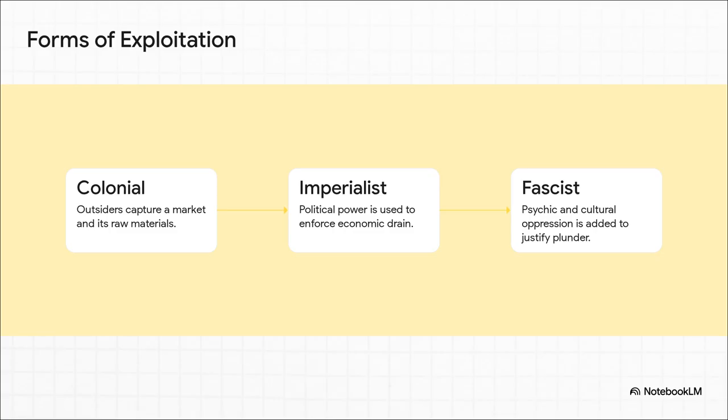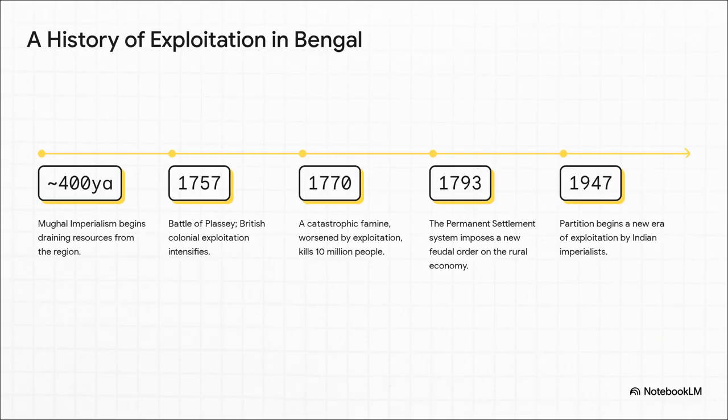And to see how this devastating cycle plays out in the real world, we've got to look at the history of Bengal. And this slide, wow, it shows the relentless multi-generational cycle of this stuff. This wasn't just a single event. It started about 400 years ago with Mughal imperialism draining the region's resources. Then, bam, after the Battle of Plassey in 1757, British colonial exploitation ramps up, and they systematically destroy local industries, like the world-famous textile trade. And this wasn't just some economic downturn, it was catastrophic. By 1770, it was a major factor in a famine that killed an estimated 10 million people.